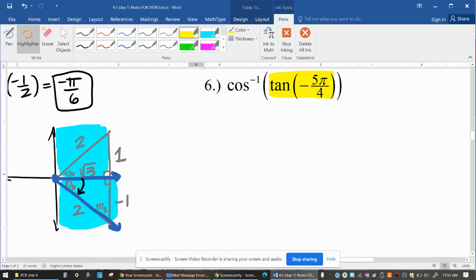Okay, so tangent of negative 5 pi over 4. So I'm going to draw, right? This is the first part, tangent of negative 5 pi over 4. I'm going to draw it out.